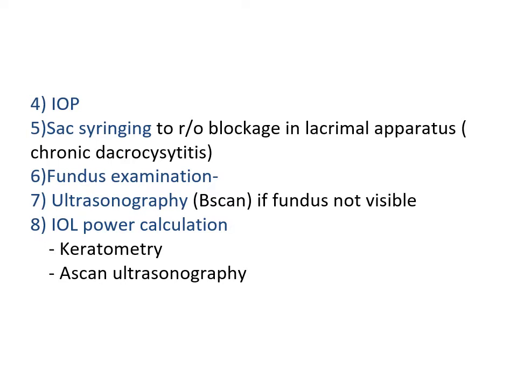Then most important, sac syringing. It is done to rule out blockage in the lacrimal passages, generally seen in chronic dacryocystitis. This is a local source of infection that should be treated first, and then we should go for the cataract surgery, because it can lead to serious infection like endophthalmitis. Then fundus examination. A detailed fundus examination should be done to rule out any pathology in the retina. If fundoscopy is not possible due to a dense cataract, then we should go for ultrasonography, that is B scan of the posterior segment.